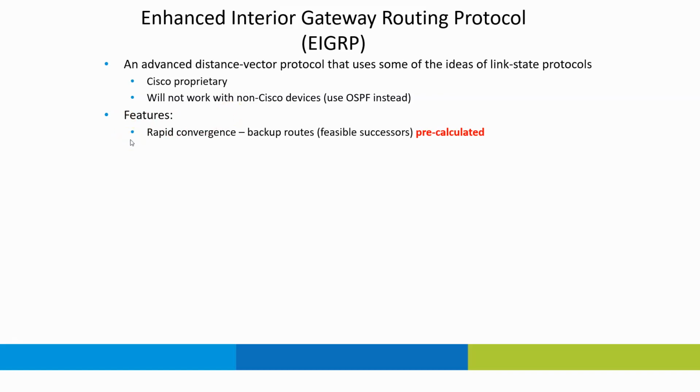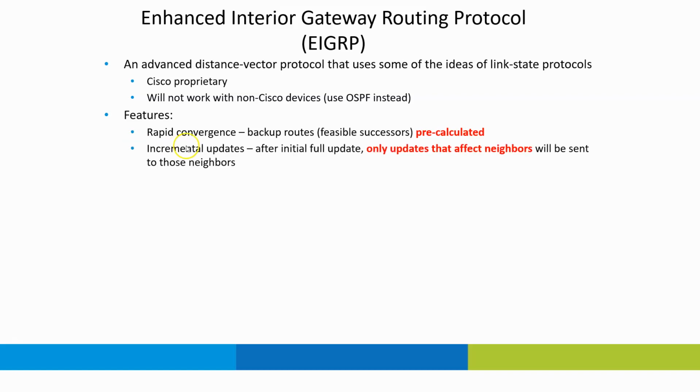Rapid convergence. Once it has all of the routes, backup routes that we saw in the topology table, they're pre-calculated, they're there, they're called feasible successor. Successor routes are the ones that go from the topology table into the route table. Successor, think successful. Backups are there. Incremental updates. After the initial update, only updates that affect neighbors will be sent. Something happened, updates. Only things that affect the neighbors, only when changes occur.